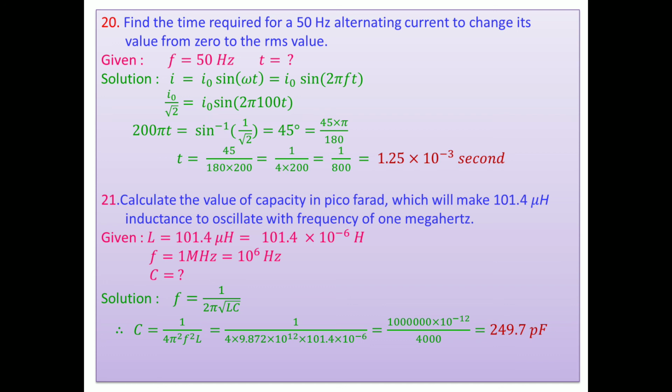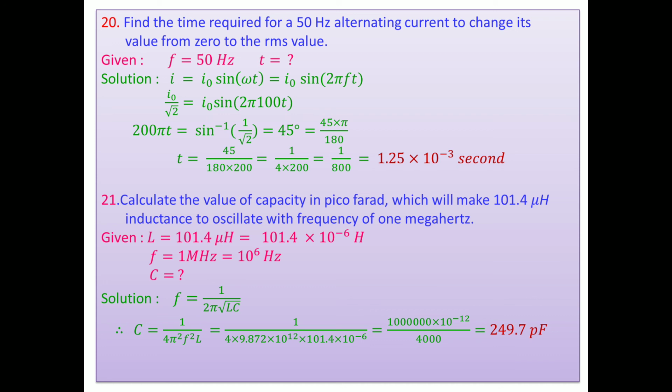Substituting 1 upon 4 pi square is 9.872, directly I am taking here 3.142 square. Thereafter f is 10 raised to 6, squared, which means 10 raised to 12. Here L is given as 101.4 into 10 raised to minus 6, and thereafter the calculation. The remaining terms are taken in the numerator, and the result is taken in picofarad. After calculation, we get 249.7 picofarad.